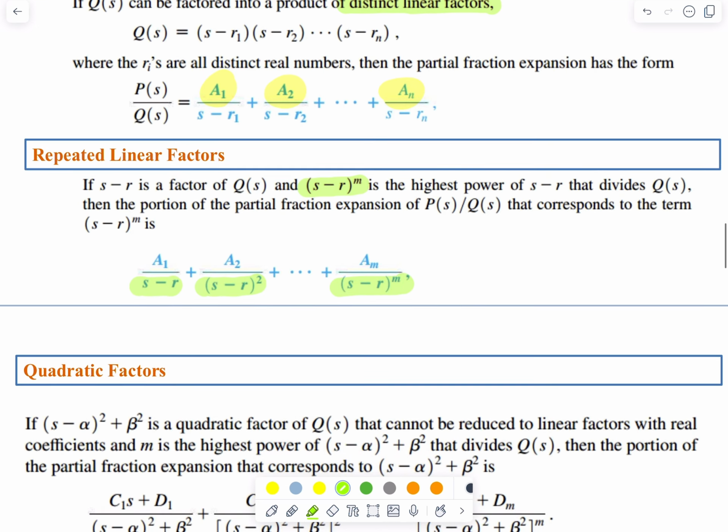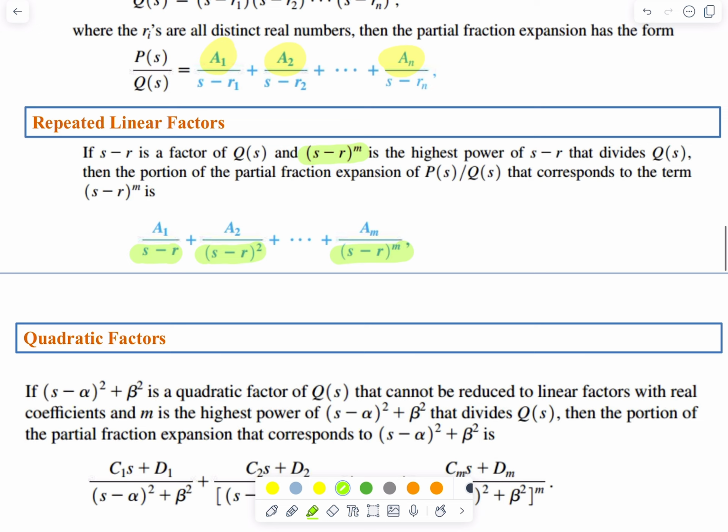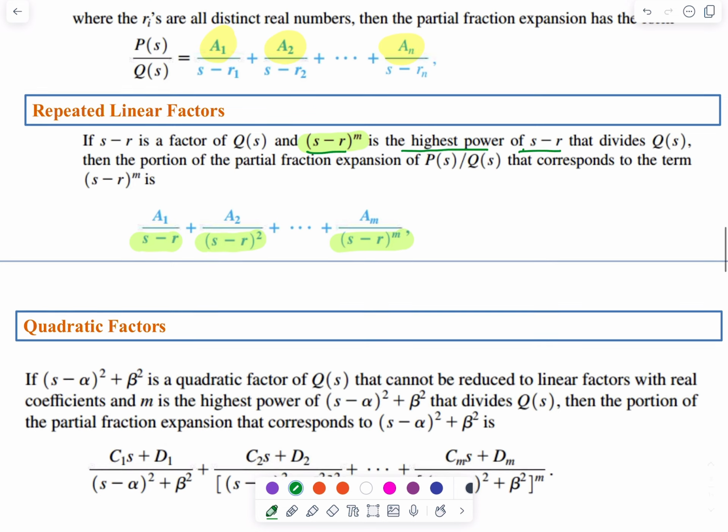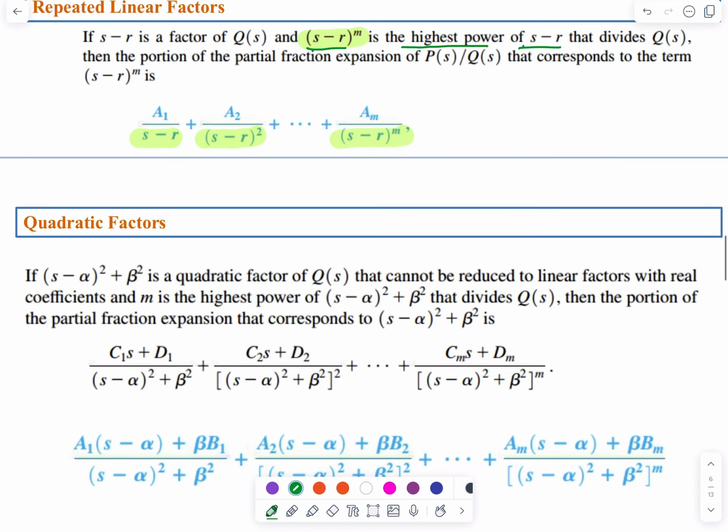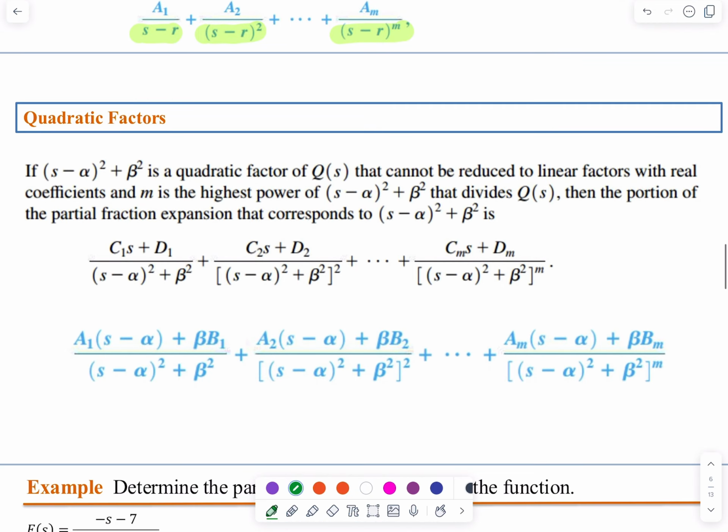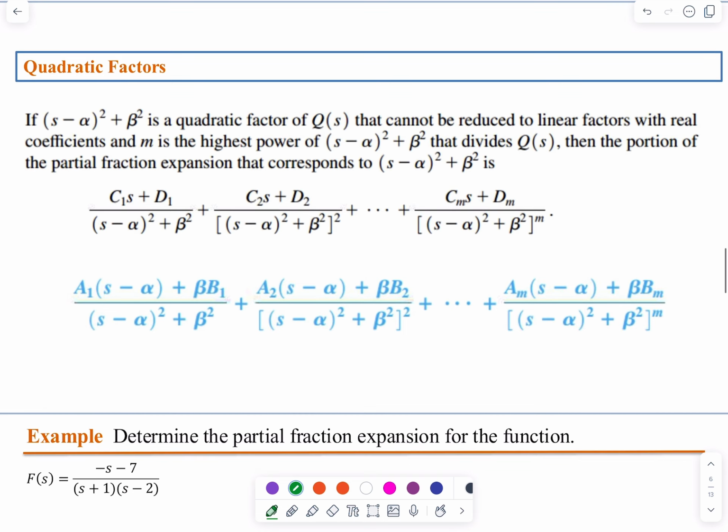Okay, so also we can see here that this is the highest power of s minus r. So m is that highest power. Okay, what if we have quadratic factors? So we can see here that if we have quadratic factors, they cannot be reduced to linear factors. So we do have to make sure that we have that form. So m is the highest power of this quadratic factor. So that would have a power of m.